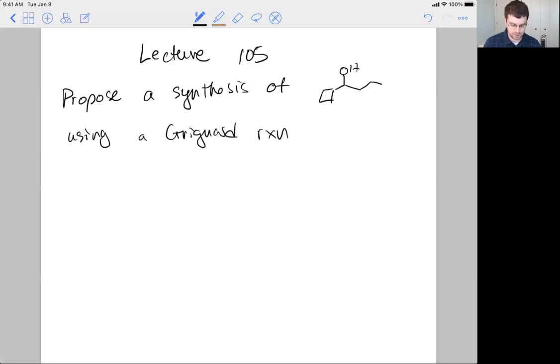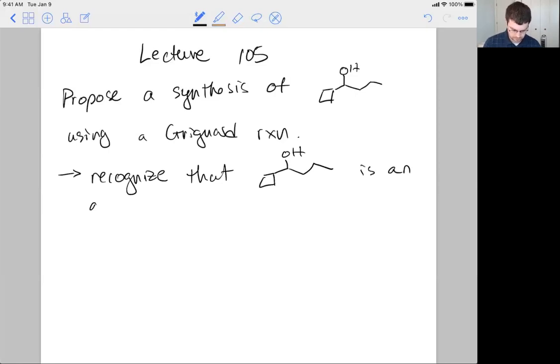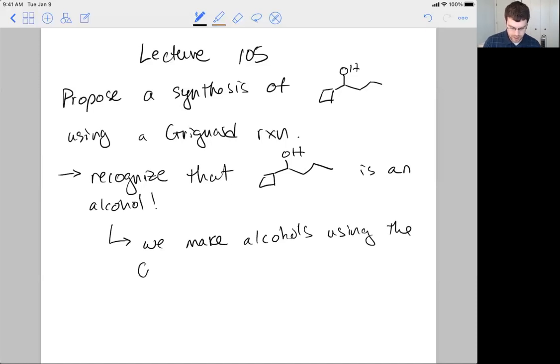Okay, so we first have to recognize that this molecule is an alcohol. Okay, we make alcohols using the Grignard reaction.